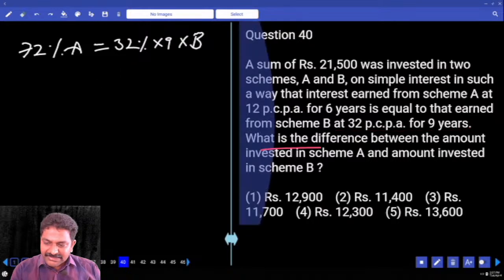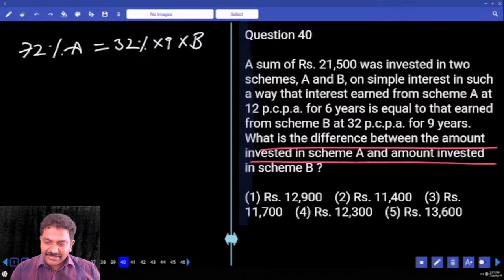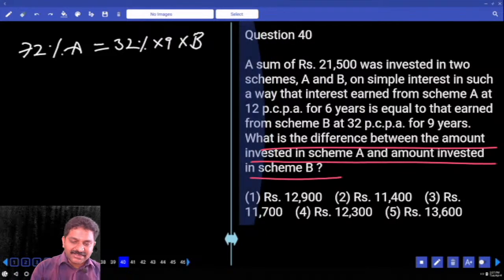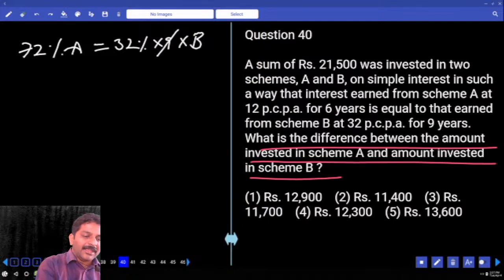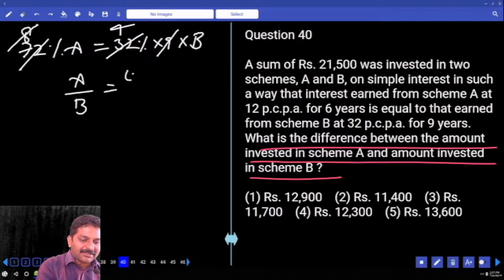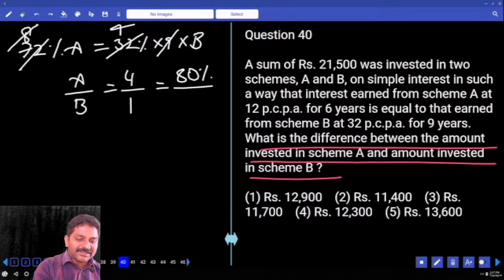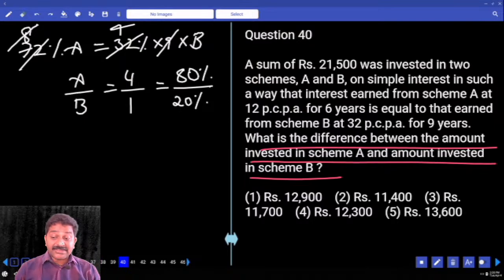Continue. What is the difference between the amount invested in scheme A and that amount invested in scheme B? Okay. 9 how many times? 8 how many times? See how easy it is. A by B is equal to, when I see 4 by 1, can I write it as 80% and then 20%? So among total, A gets 80% and B gets 20%. Question is about difference. How much is the difference?